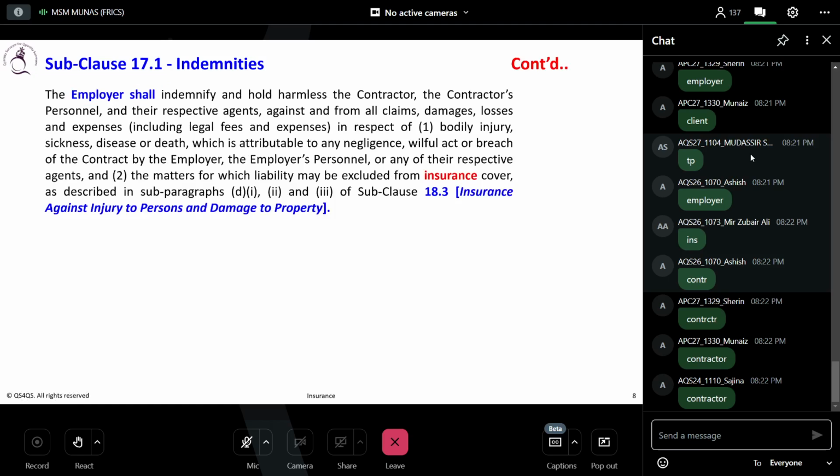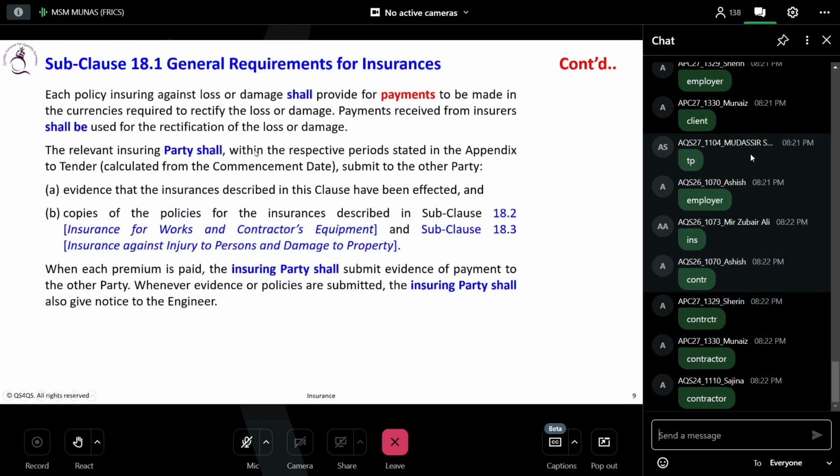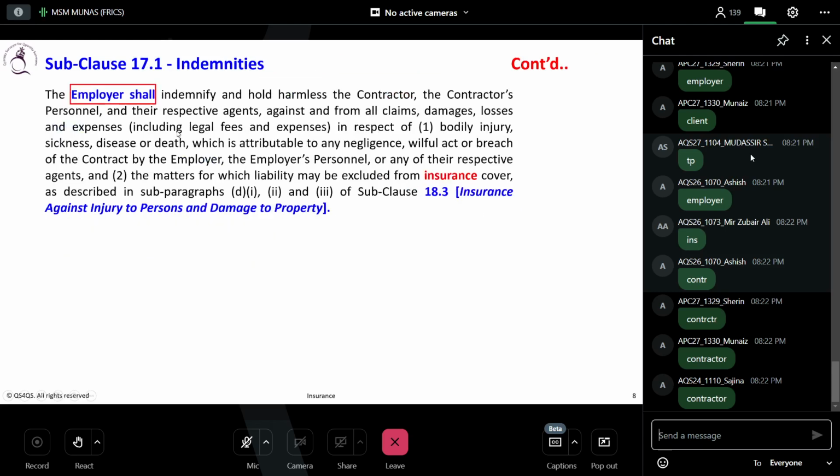Now, in the same way, this subclause 17.1 is not biased to the employer. It also talks about the contractor. Now it's talking about the contractor side. So the employer shall indemnify and hold harmless the contractor's personnel and their respective agents against and from all claims, damages, losses, and expenses, including legal fees and expenses, in respect of one, bodily injury and the matter which liability may be excluded from the insurance cover.